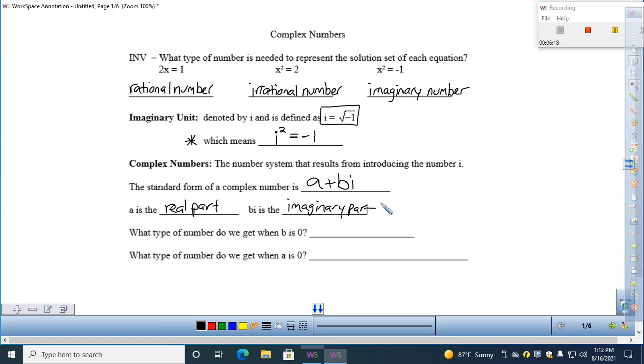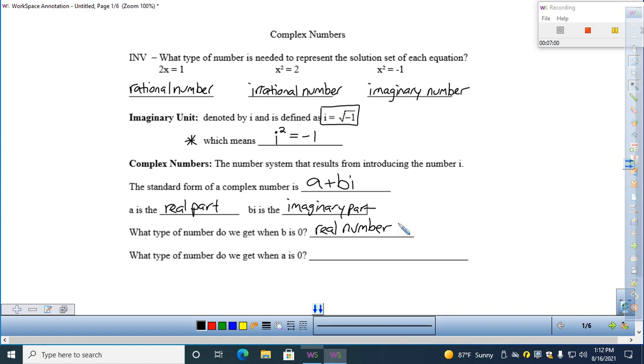Okay, so a plus bi, we're going to focus most of our attention dealing with the operations around a plus bi. a is the real part, the bi represents the imaginary part, and now everything fits under the umbrella of being a complex number. All rational numbers are complex numbers. All irrational numbers are complex numbers. All imaginary numbers are complex numbers. All right, and so what type of number do we get when b is 0? So if the b value is 0 here, this kind of disappears, and we're just left with a, which obviously then would just be a real number.